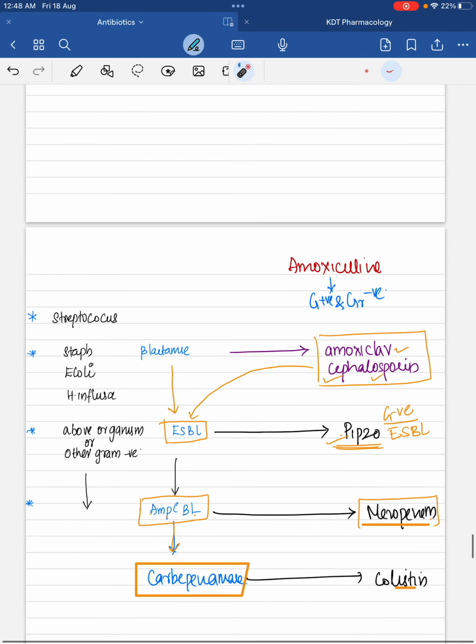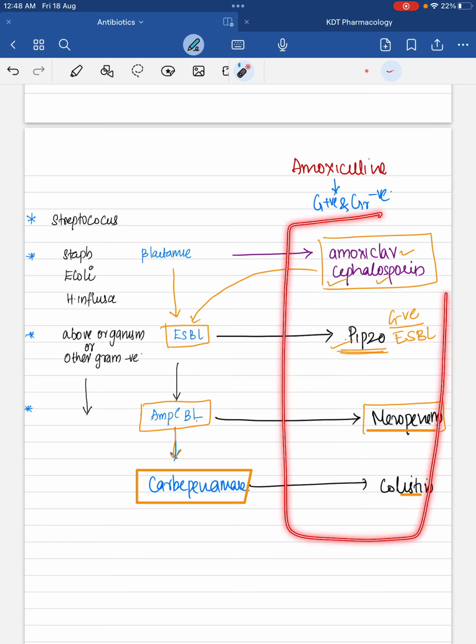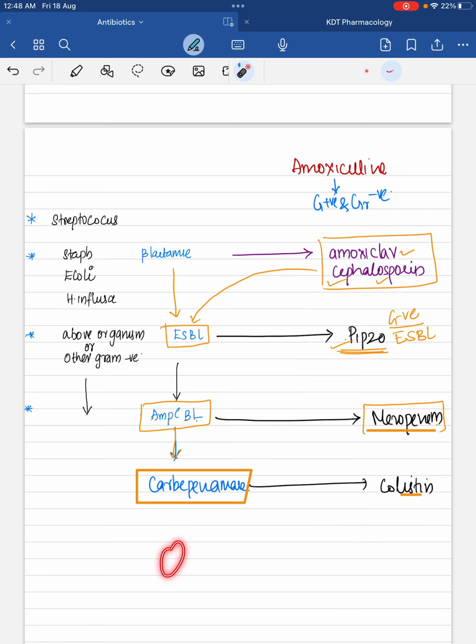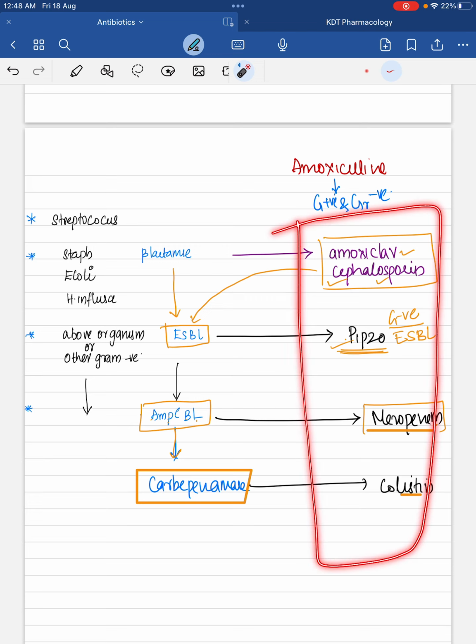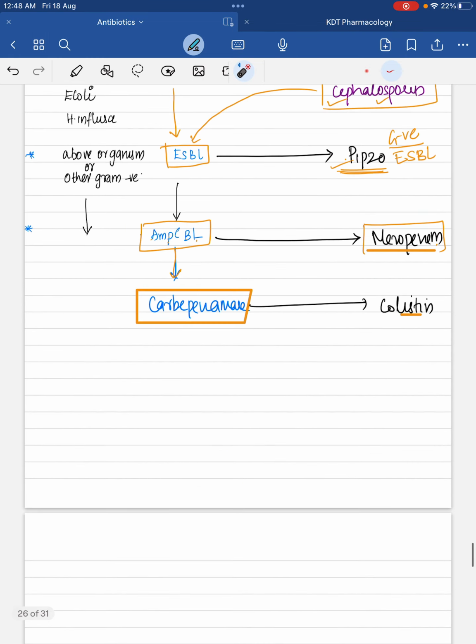This much clear? That's how it became the proper ascending order of antibiotics. But that doesn't mean that in all infections this is the order. Each infection has its own protocol, which we will discuss in the coming session, but in general this is the order. This much clear?